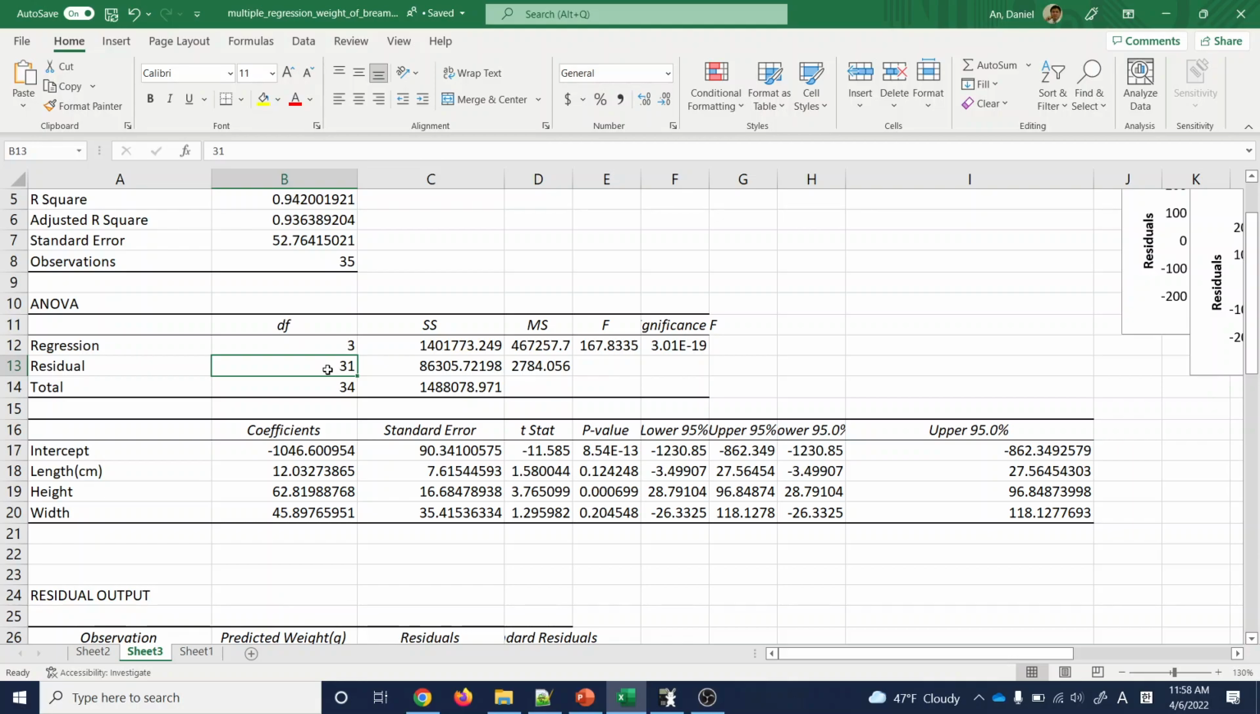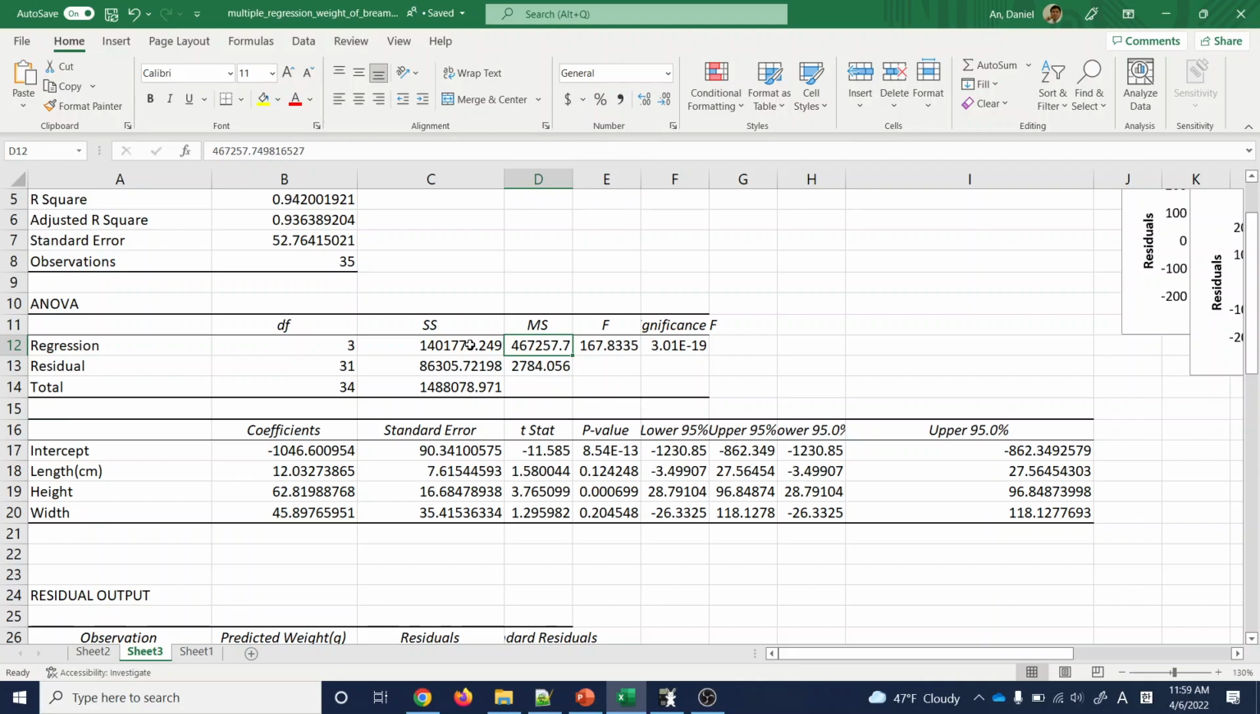It's n minus 1 minus the number of predictor variables, okay? So I have 35 data sets, and 35 minus 1 is 34, and you subtract 3 from it, you get 31, okay? Total degrees of freedom is the sum of those two, okay? Sum of squares, I think I explained that. How do you get the mean squares again? You divide the sum of squares by degrees of freedom, okay? You divide this value by this value, and that's how you get this, okay? Now, how do you get the F statistics again?